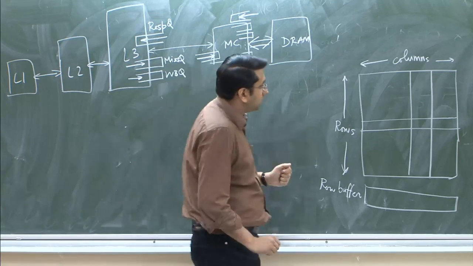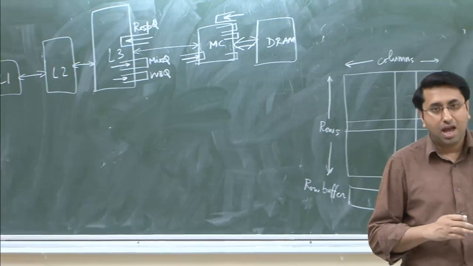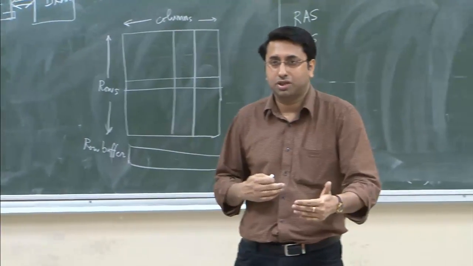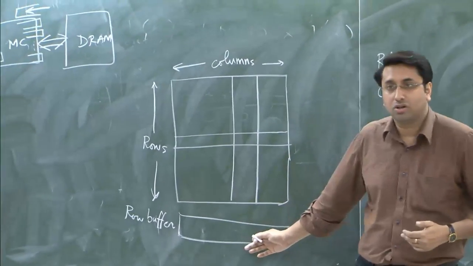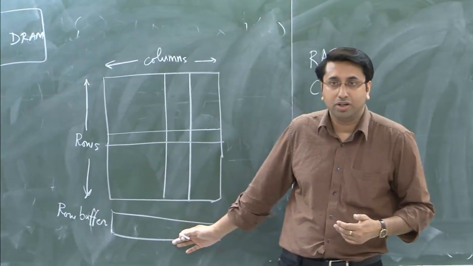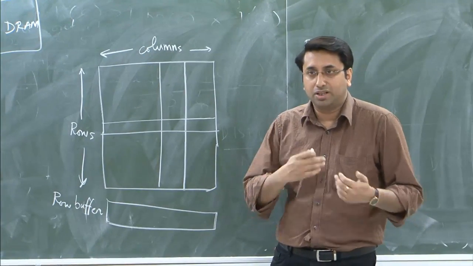Now what happens when, eventually of course, it will happen that you don't have any request in the bank request queue that falls on the same row as the currently open row. So this is called the currently open row. Okay, so then what do you do? Of course you have to take the extra latency.